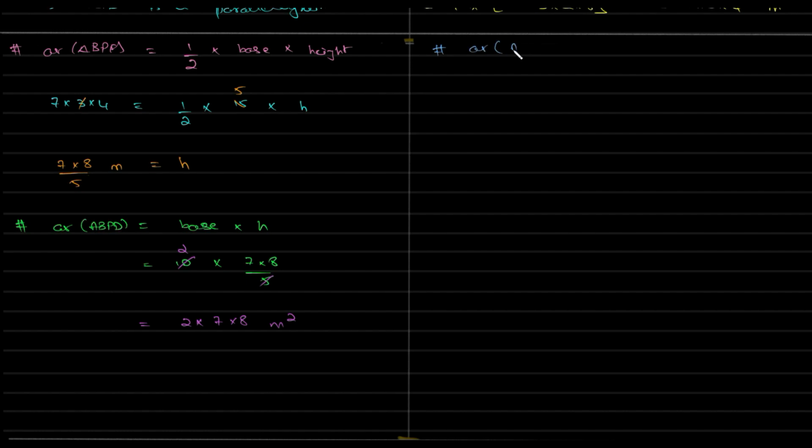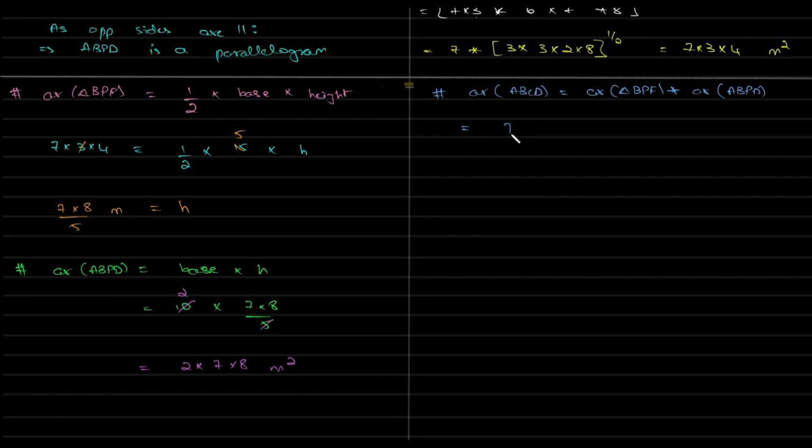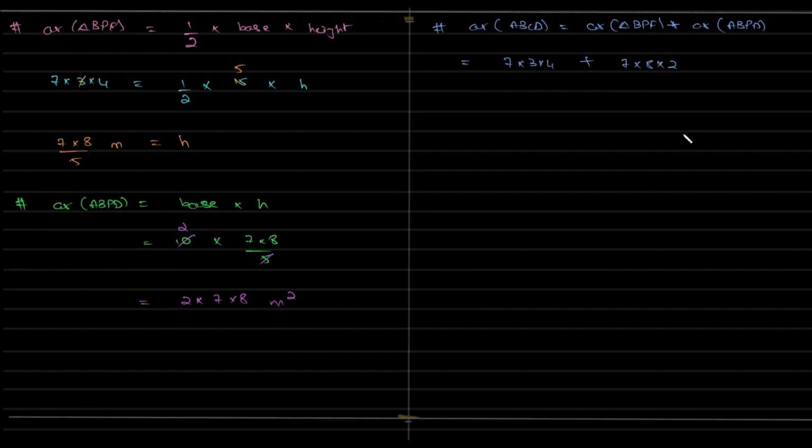And the final answer, area of ABCD trapezium is equal to area of triangle BPF plus area of parallelogram ABPD. So this is how much? This is 7 into 3 into 4 plus this is 7 into 8 into 2. So clearly we can take things common over here. So 7 is common, and of 4 and 8, 4 is common. So 7 into 4, and the remaining thing is 3 plus what is remaining over here, guys? 2 into 2, 4. I hope I'm right.